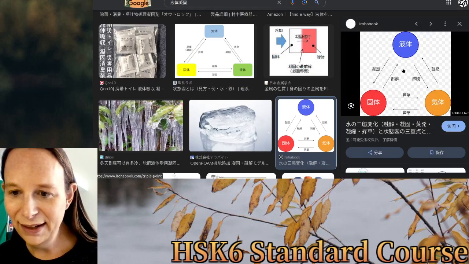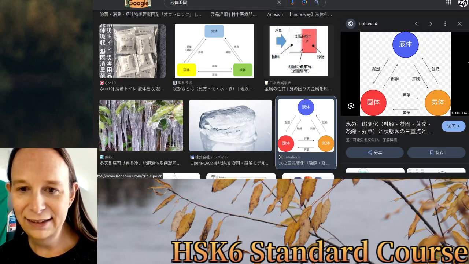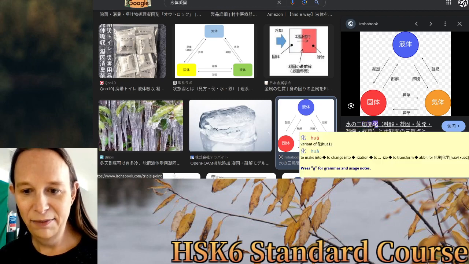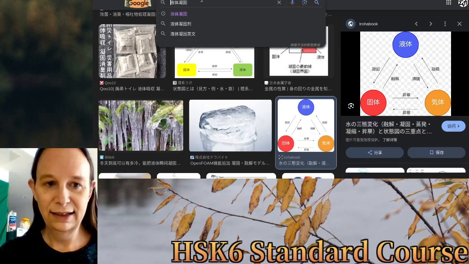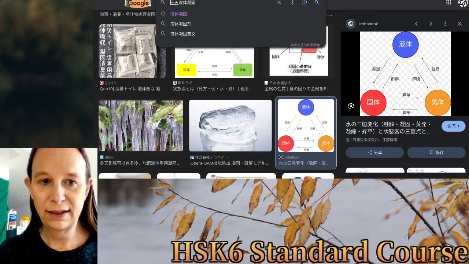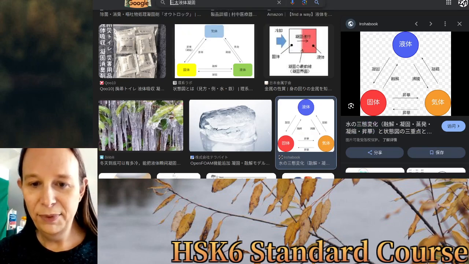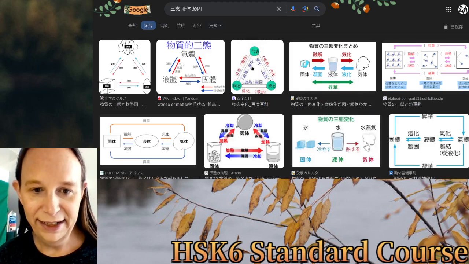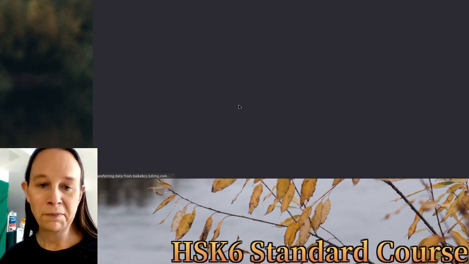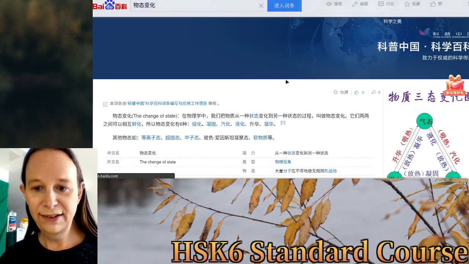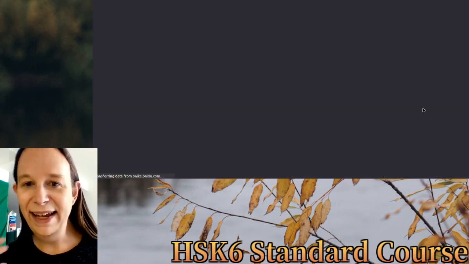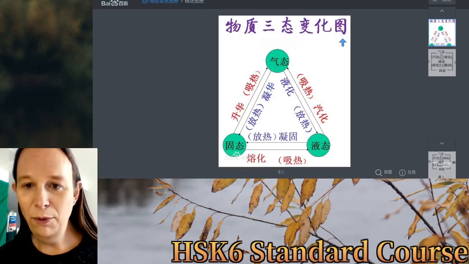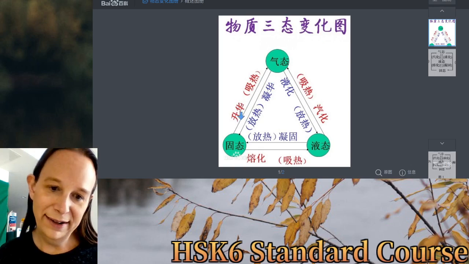This is Japanese, but is there a Chinese equivalent of this? San Tai. This is San Tai. Let's put it in and see what would come up. Is there a Chinese one? That looks Chinese, right? So we have the three main states of matter. 物质三态变化图. So what are the words?